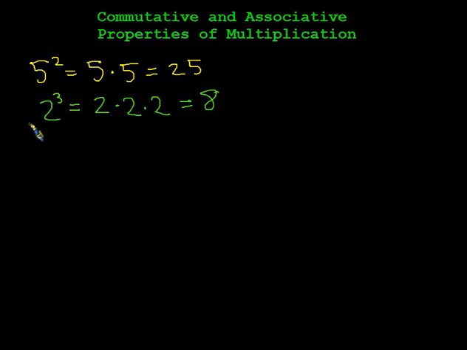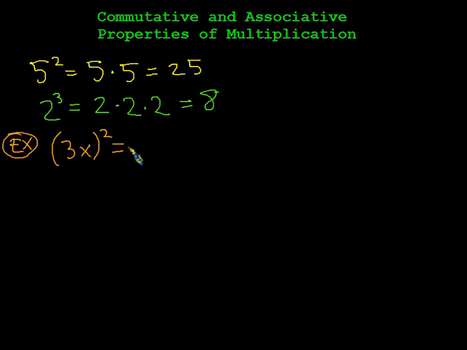Now, let's take a look at an actual application of algebra that involves commutative and associative properties of multiplication when there's a power. So here we go. Here's our first example. And what we're going to look at is what happens when you have something like 3x in parentheses squared.